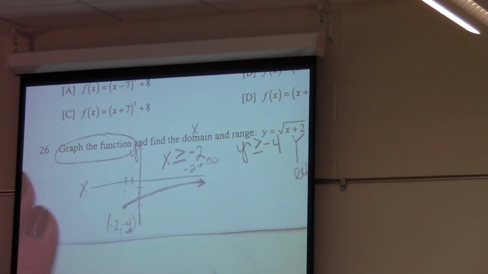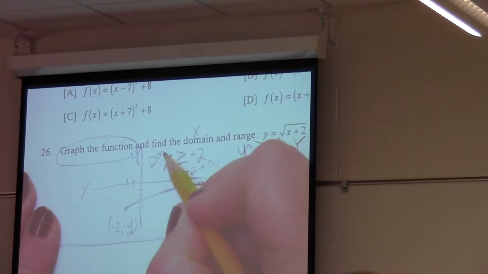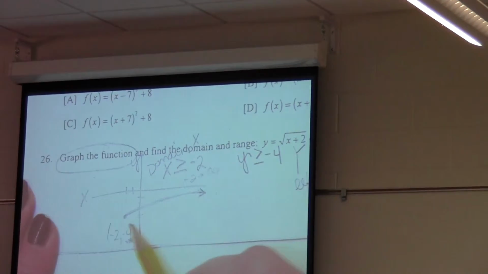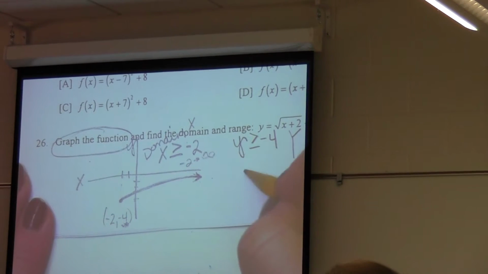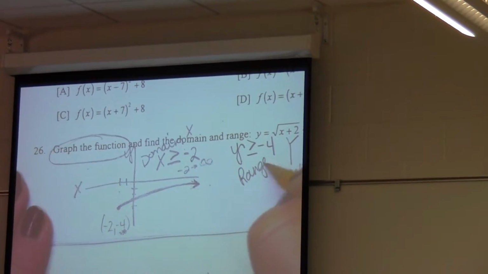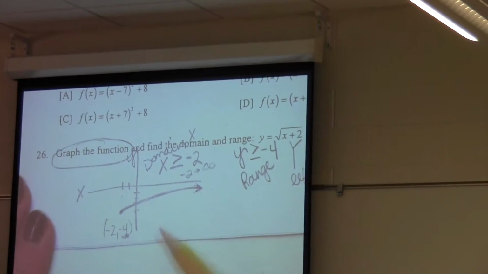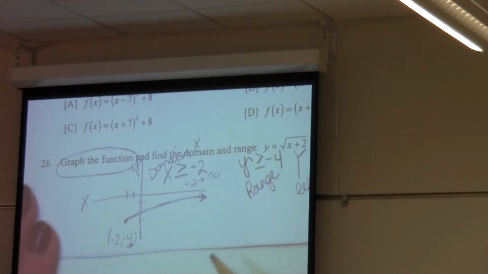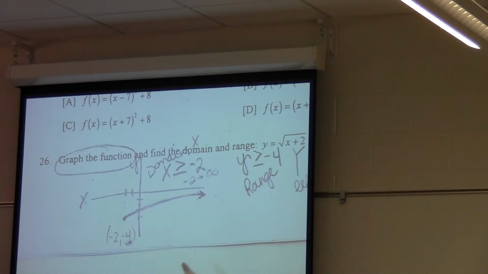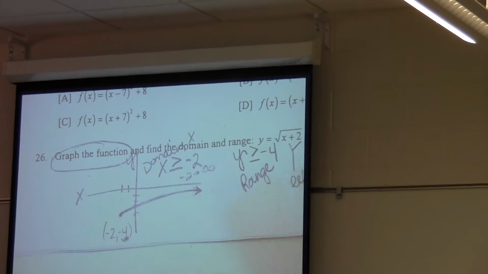So my domain is what my x's are on my graph. What are all the values of x? And the range is going to be all the values of y. Well, the smallest y on this picture was -4, and it just keeps going up and up and up. Maybe not as fast, but it's going up. So then on forever.